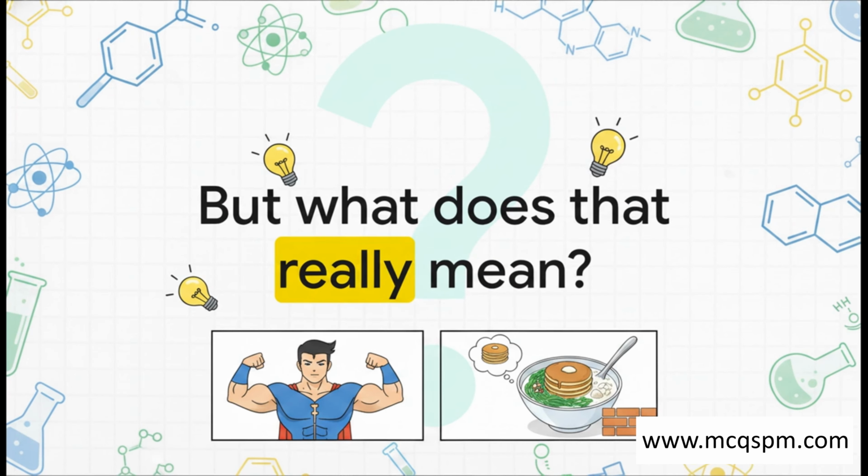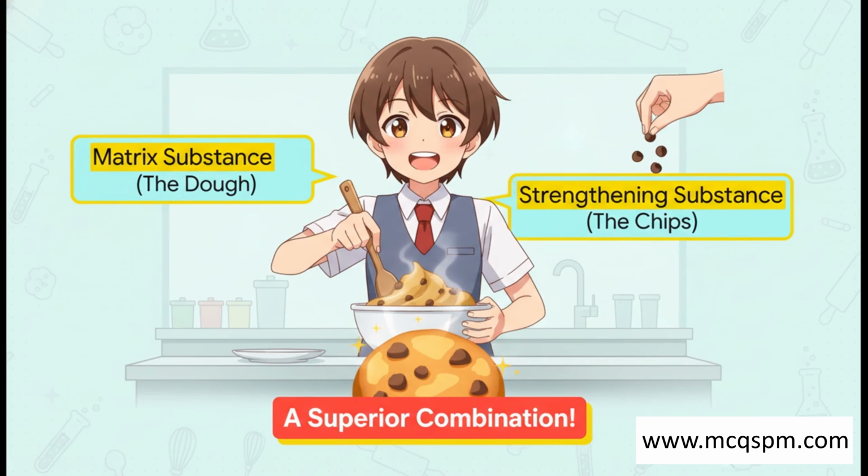Now, that definition is great, and you should know it for your exam, but what does it actually mean in a way that's easy to remember? Well, let's use an analogy that I'm pretty sure you're going to like. Yep, it's pretty much just like a chocolate chip cookie. Think about it. The dough is our matrix. Its job is to bind everything together into one solid cookie. But let's be honest, on its own, it's kind of boring. The chocolate chips, that's our strengthening substance. They add a brand new amazing property, deliciousness. Separately, they're okay, but when you combine them, you create something way, way better than the sum of its parts.